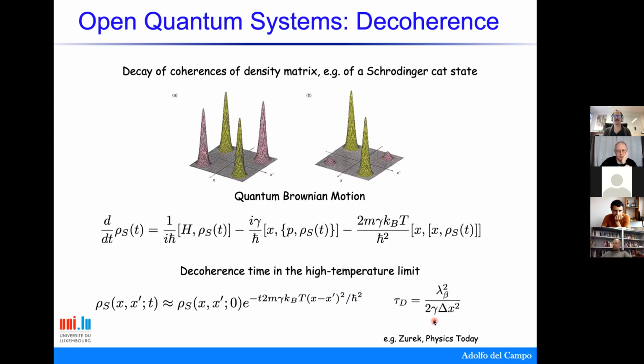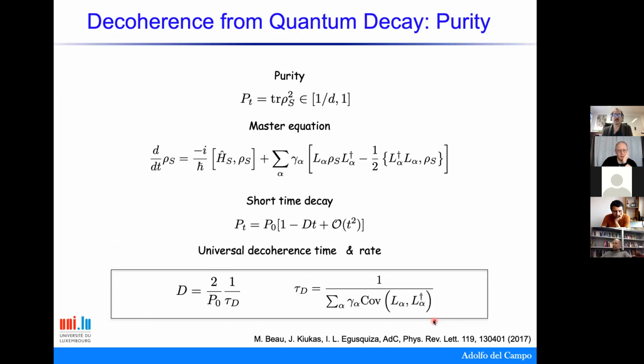So one of the things we wanted to do is to extend this to an arbitrary Markovian master equation. And in order to do that, we wanted to do a basis-independent computation. So we introduced the purity of the reduced density matrix.